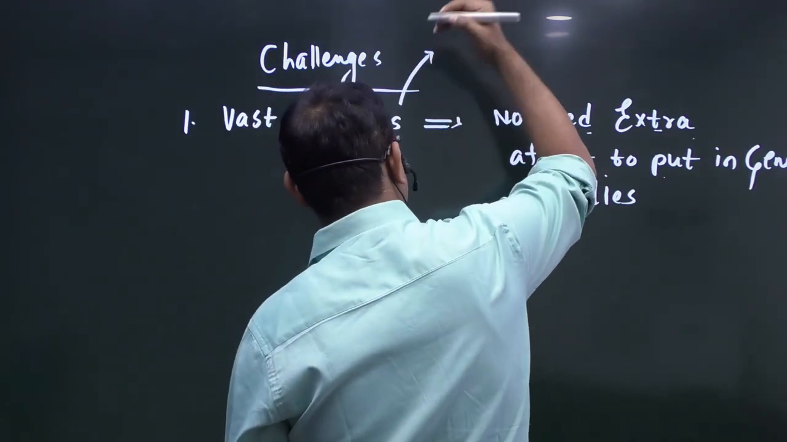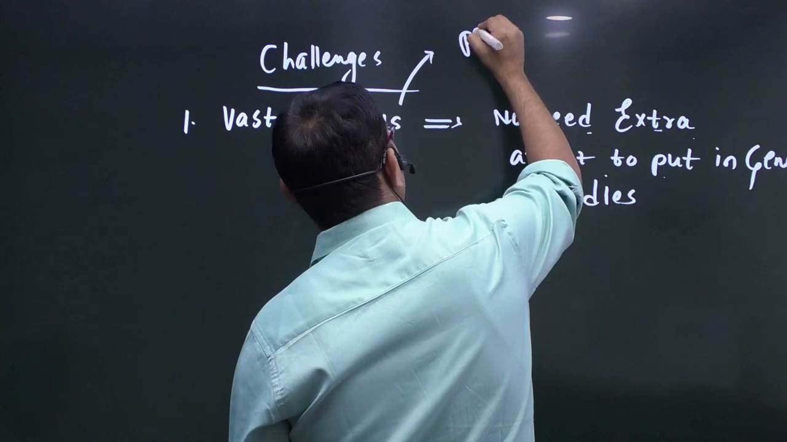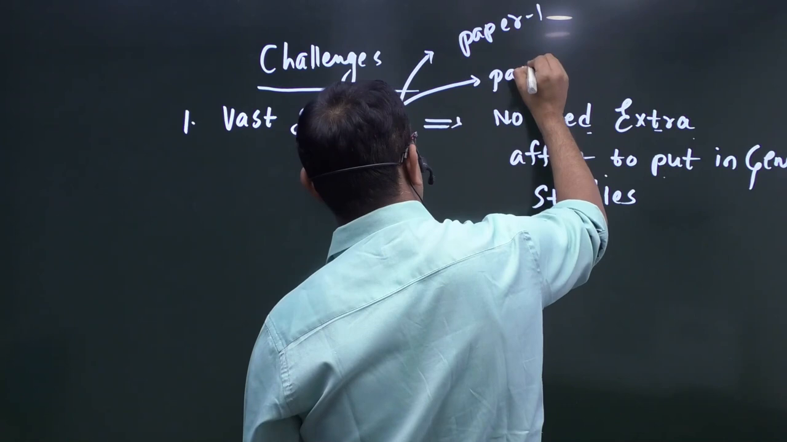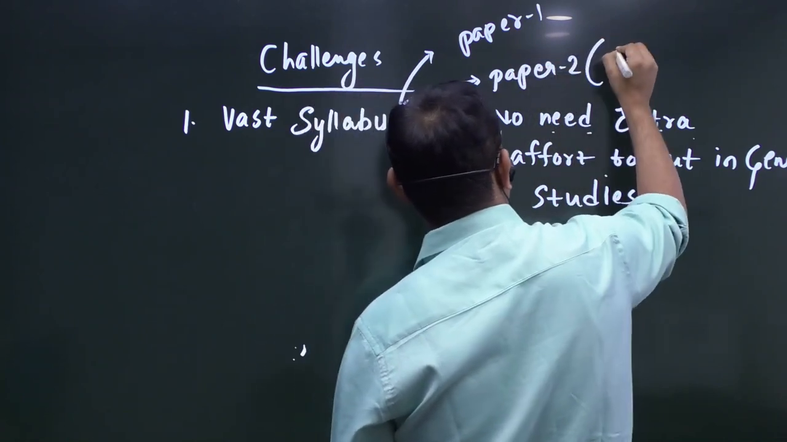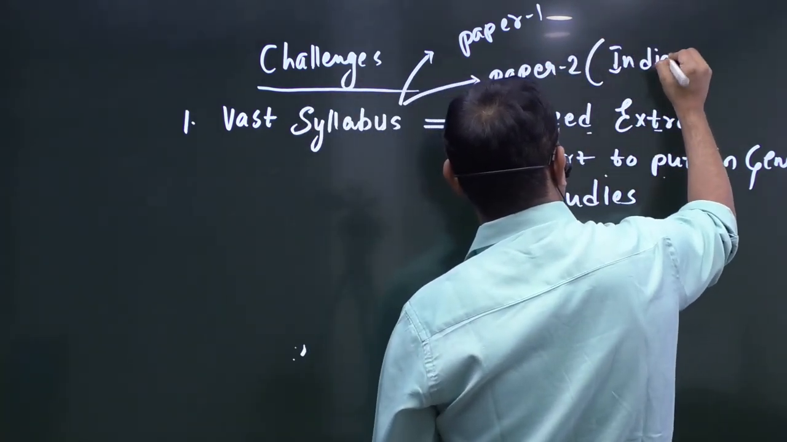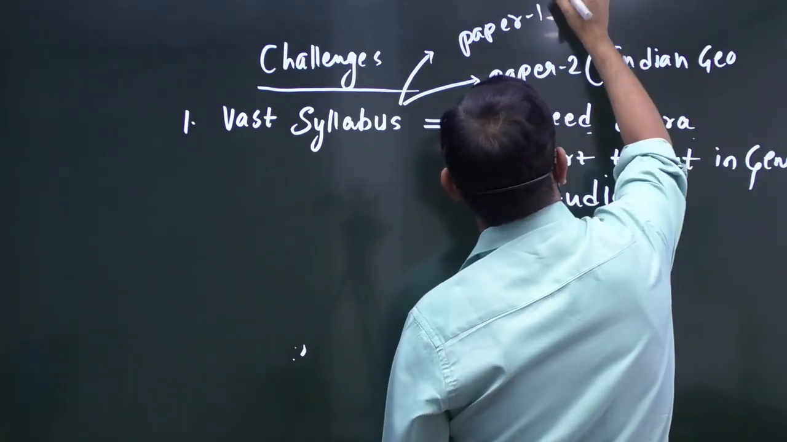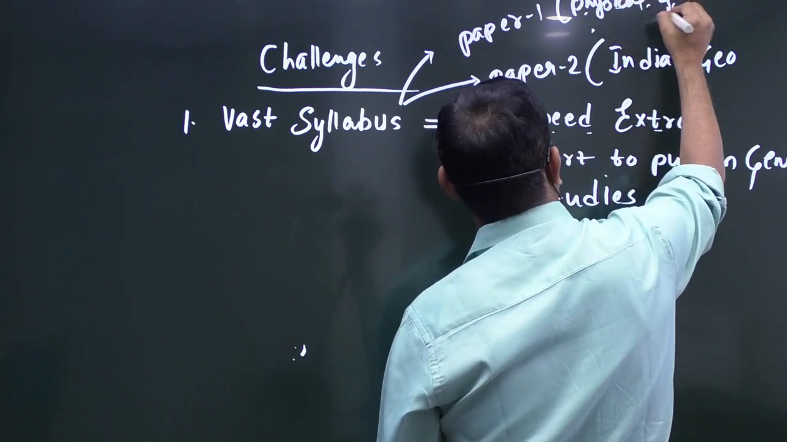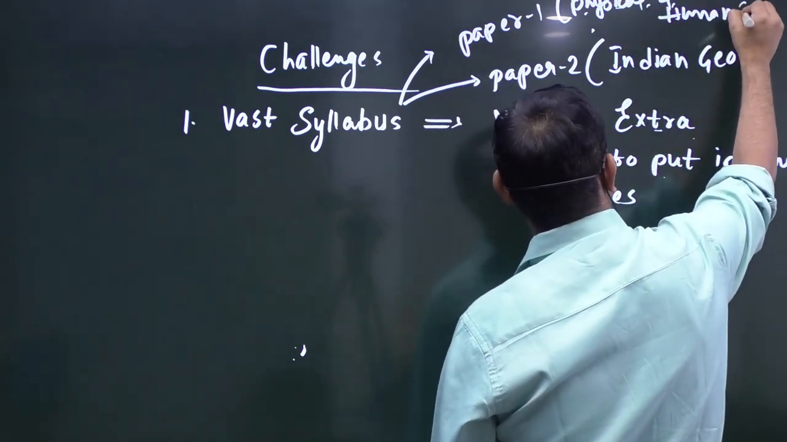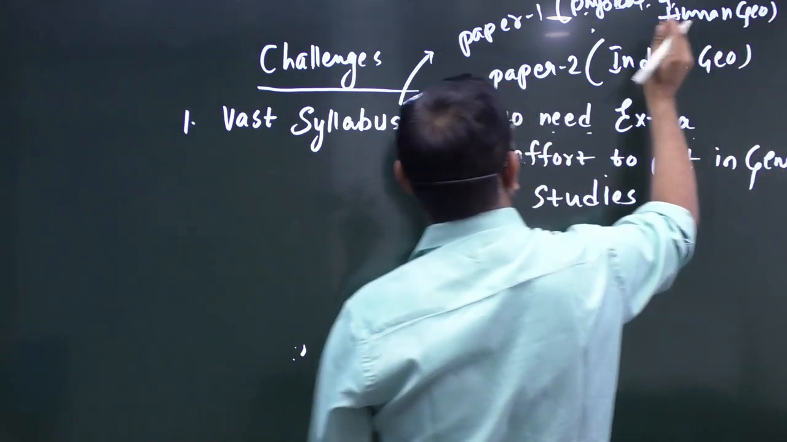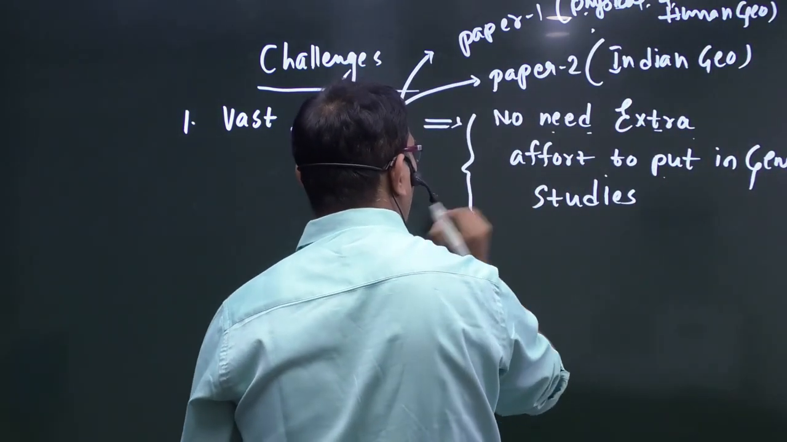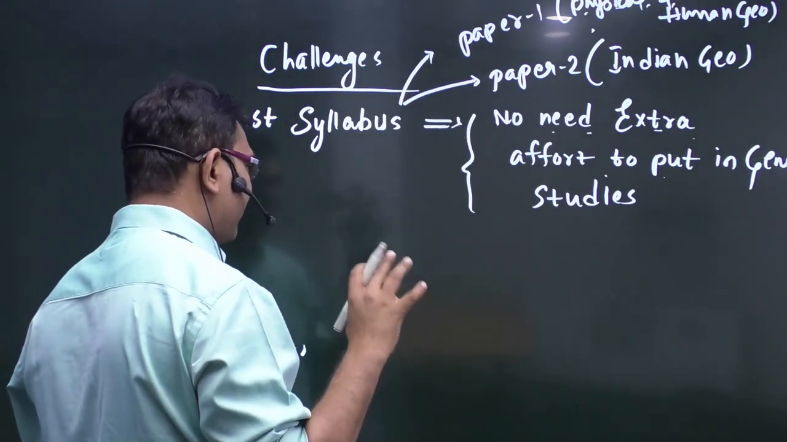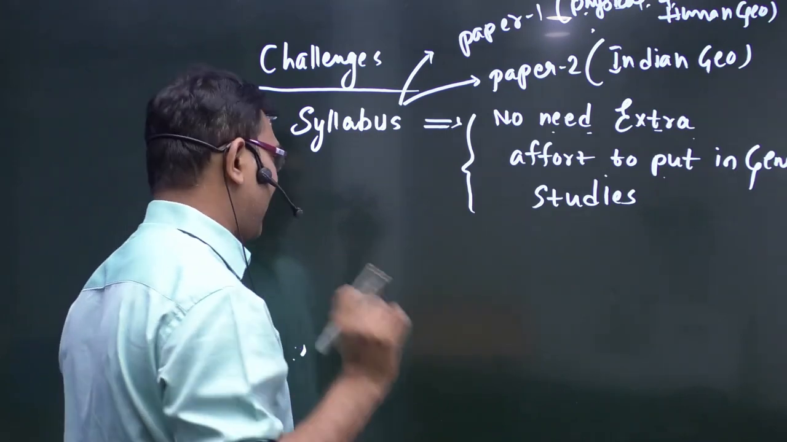I suppose there are two papers here. There is a myth about paper one and paper two. Paper two is of Indian geography, and paper one is your physical and human geography, that is world geography and human geography. But I say that when you are reading so much, you can apply the knowledge in GS also, in your essay paper also. Wherever it is needed, there you can apply it. Number one.